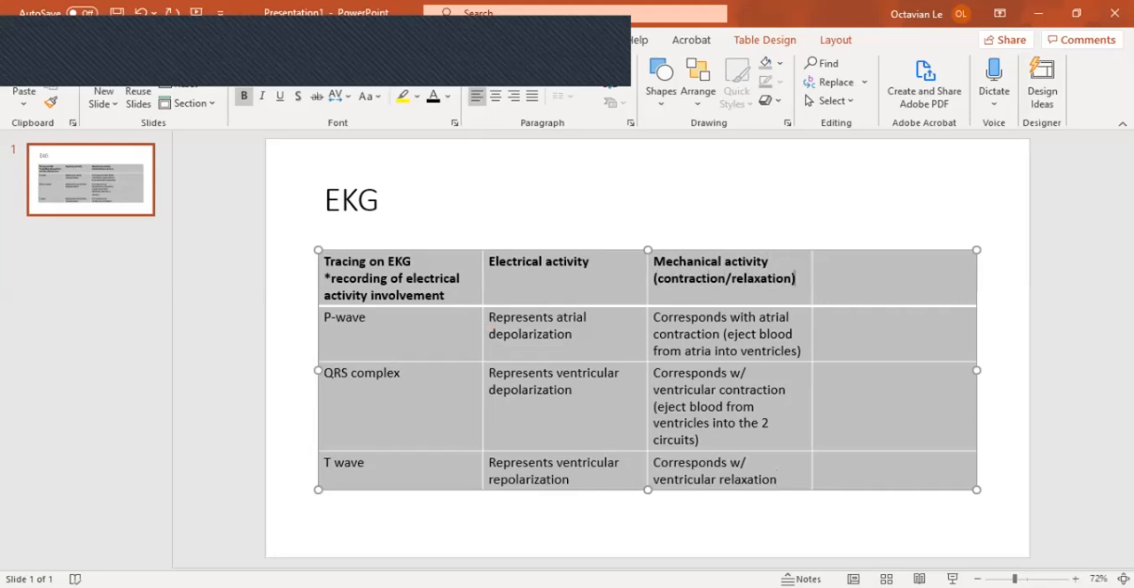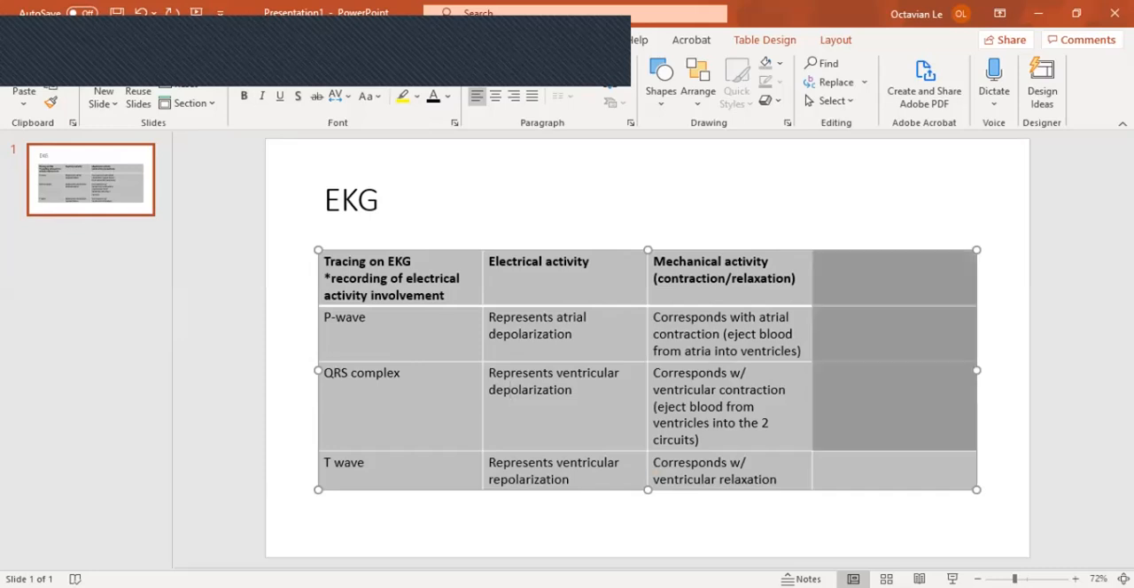Now, the QRS complex represents ventricular depolarization, which corresponds with the ventricular contraction to eject blood from the ventricles into the two circuits. The T wave represents ventricular repolarization, which corresponds with ventricular relaxation. And I'm going to come back to this in a moment. I'll come back to the last.